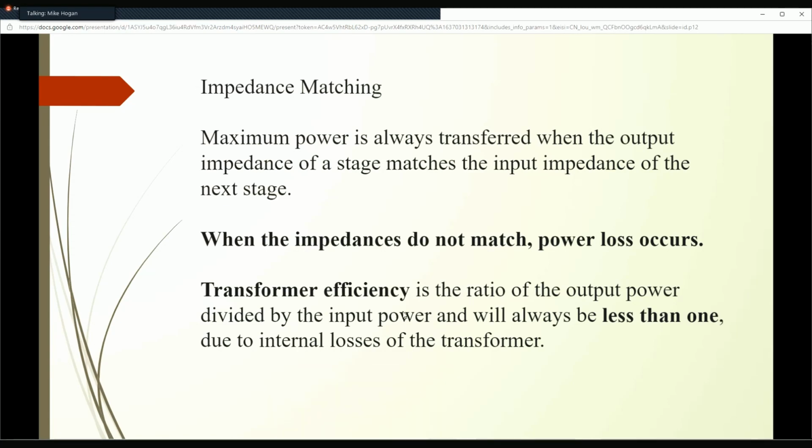Transformer efficiency, we talked a little bit about that. The ratio of output power divided by the input power will always be less than one. We're always going to have some power losses due to the inefficiencies in the transformer. I'm not saying that we're going to lose a lot, but there will always be some losses.